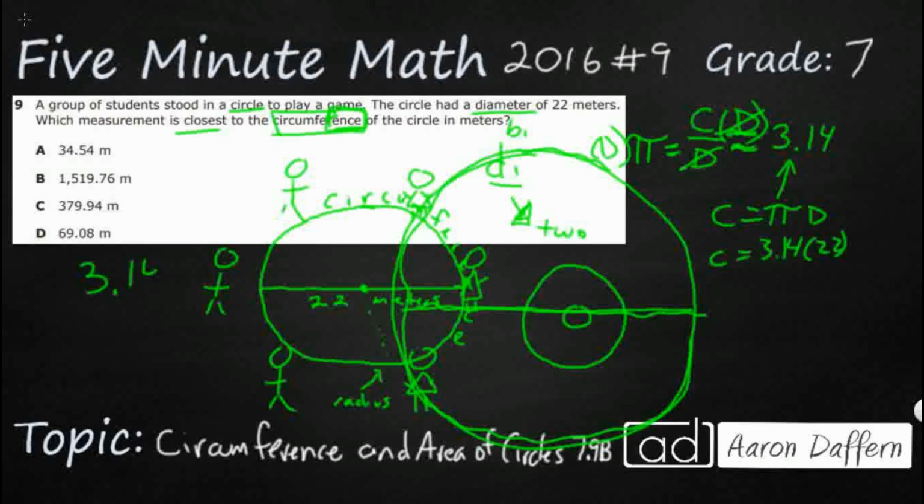3.14 times 22. That's 6.28 and we'll just repeat that. Add that up. That's 69.08 meters. And remember, it says the measurement is closest to, because this is an irrational number. It goes on and on and it never actually stops. So 69.08 meters. D.